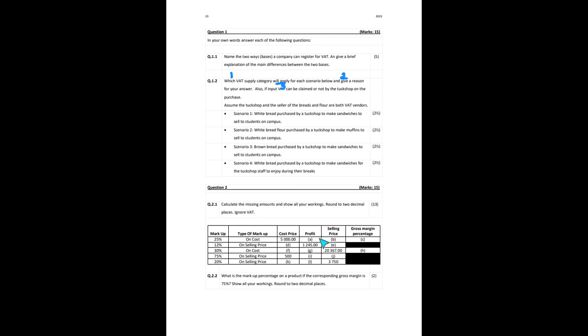So once you've calculated these missing items here, A and B and F and G, and you've got all of those rand values, they then want you to calculate the profit as a percentage of the selling price. The profit as a percentage of the selling price for C and H.